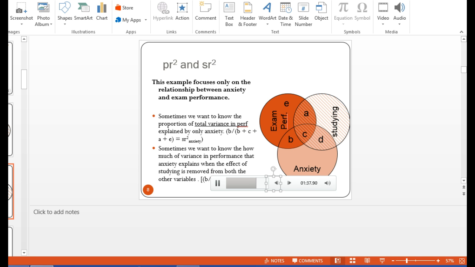Other times, I think less often, researchers want to understand how much of the variance in performance does anxiety explain when the effect of studying is removed altogether. So we're going to remove the studying component from exam performance completely. And I'll show you that visually on the next slide, but mathematically the formula again is the B space, so that's the numerator again, so the partial and semi-partial have the same numerator, and so that would be B over the space B plus E. So we're ignoring any variance that is attributable to studying, which is the A and C variance.